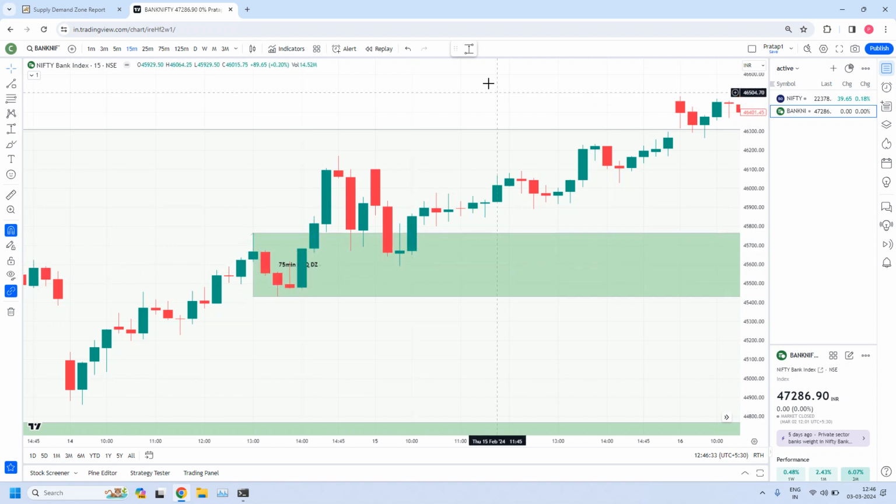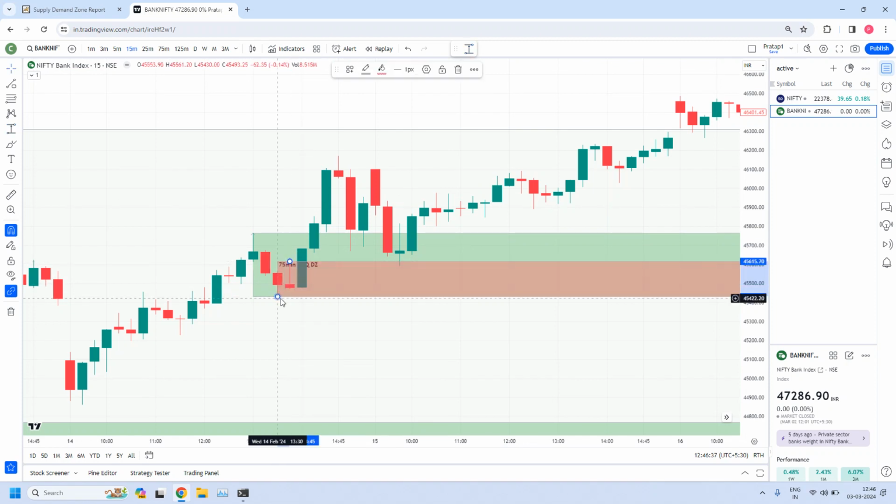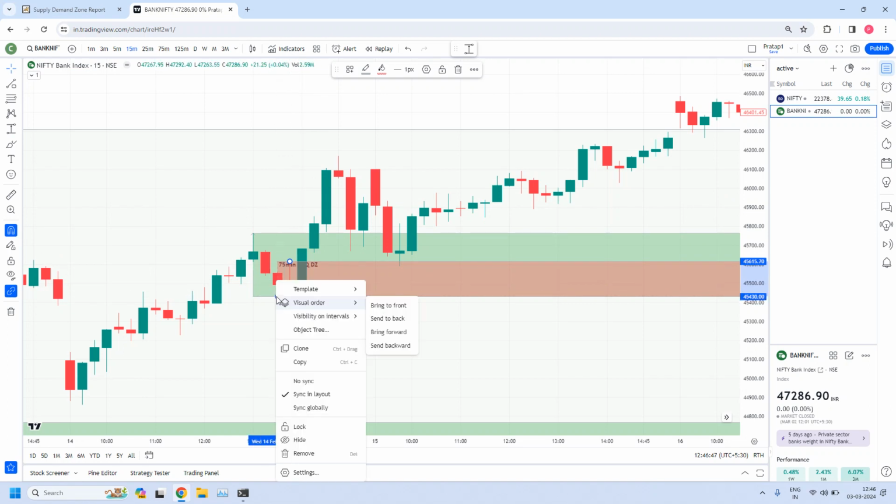Actually, this is a leg out. I don't know why. Maybe. Let me draw like this. This is the 1 minute. This is the leg out. This is the follow through candle. But this entire leg candle is considered part of the base. Maybe something is wrong.